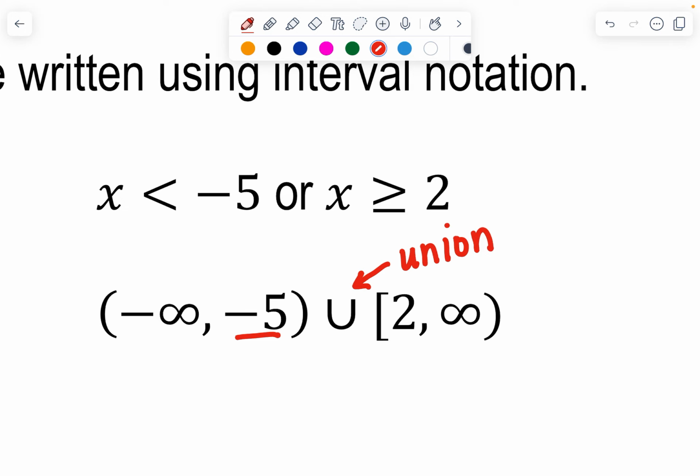Union. And then the second part says x values greater than or equal to 2. So write down the 2. Greater than 2 is to the right, so infinitely to the right is infinity. Include the 2 because of the inclusivity there.